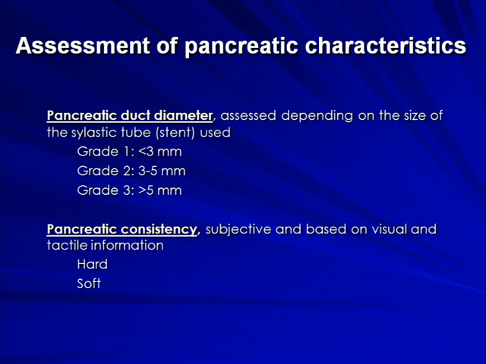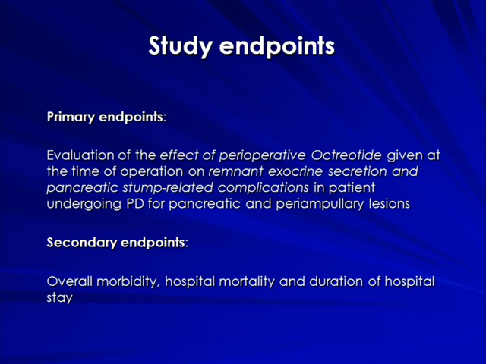The assessment of pancreatic characteristics: pancreatic duct diameter, grade 1 less than 3 millimeters, grade 2 between 3 and 5, and grade 3 greater than 5 millimeters, and pancreatic consistency was a subjective criterion based on visual and tactile information, and there was one group with hard and another with soft pancreas. The study endpoints.